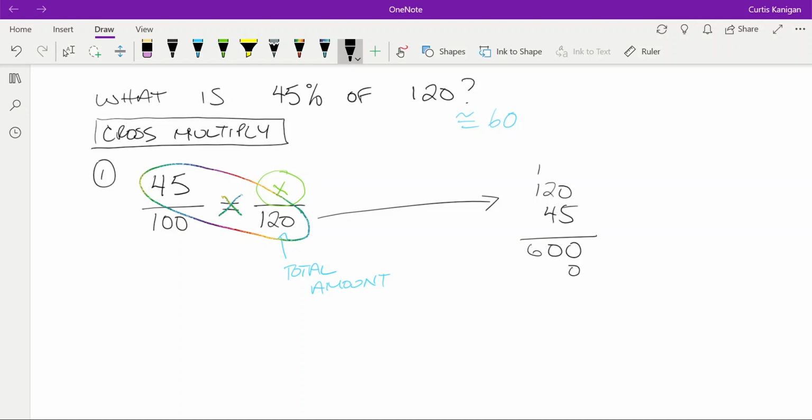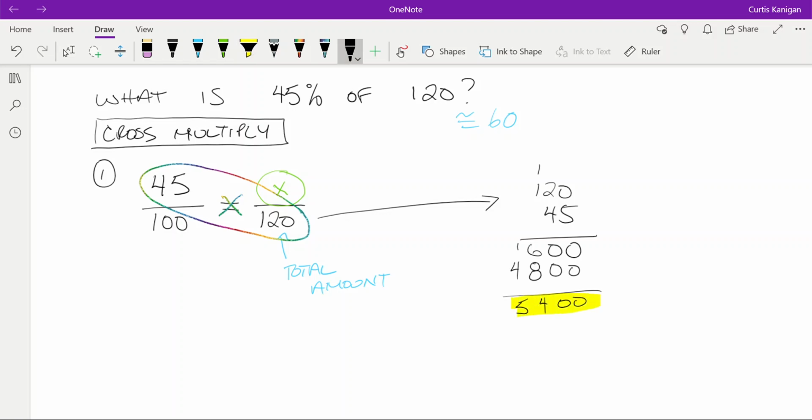extra 0 here. 4 times 0 is 0. 4 times 2 is 8. 4 times 1 is 4. So we have 5,400 here. Okay, so that's step one. This is the first number that we need.